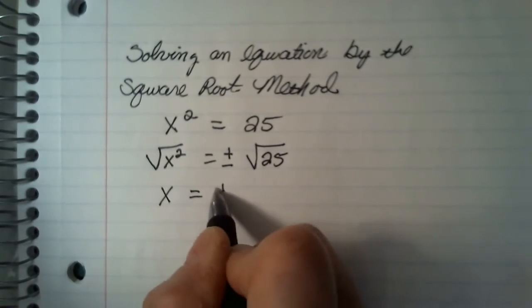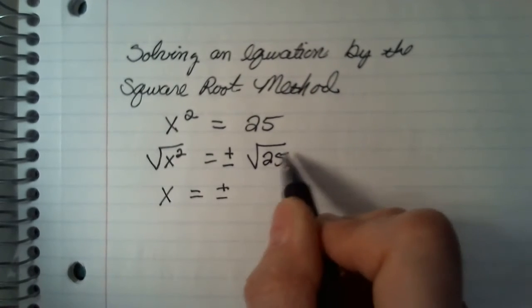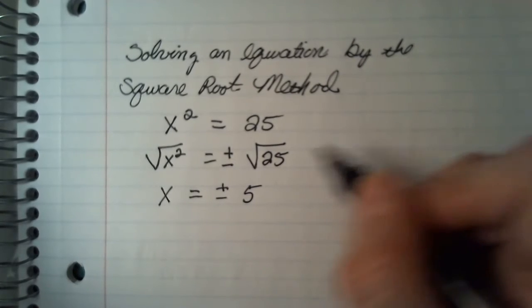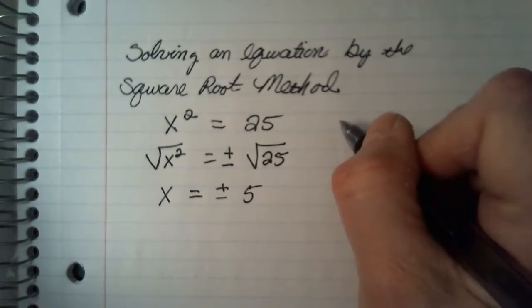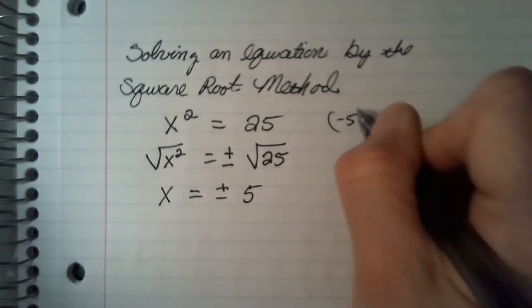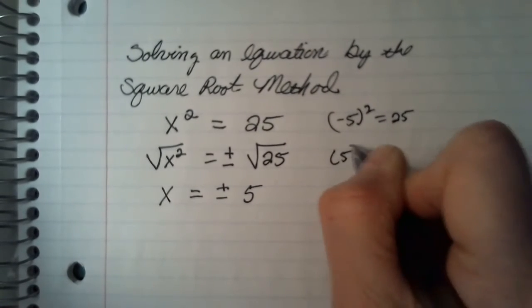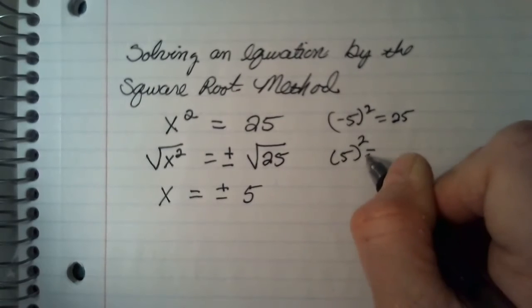Over here, I have plus or minus 5, because the square root of 25 is 5. I could always plug those answers back into my original problem. Negative 5 squared equals 25, and 5 squared equals 25.